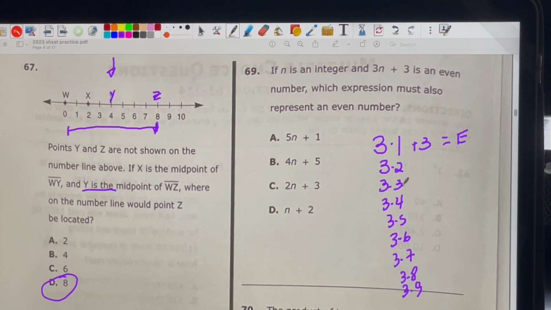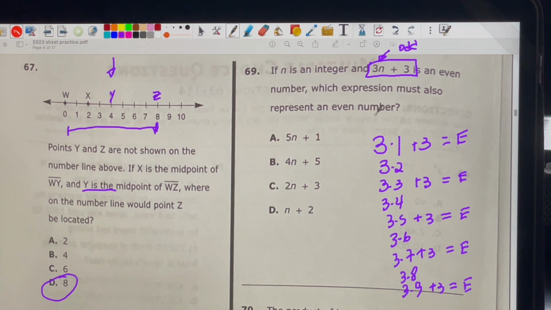I'll just write even. 3 times 2 is 6, plus 3 is 9, doesn't give me an even. 3 times 3 is 9, plus 3, that gives me an even. So you'll notice that with the odd numbers, right? So if I do 3 times 5 is 15, plus 3 is 18, so that gives me an even. This will give me an even. And this will give me an even. So in order for this to be true, n has to be an odd number. Okay, so for 3 times a number plus 3 to be even, n has to be odd. So we know that n is an odd number.